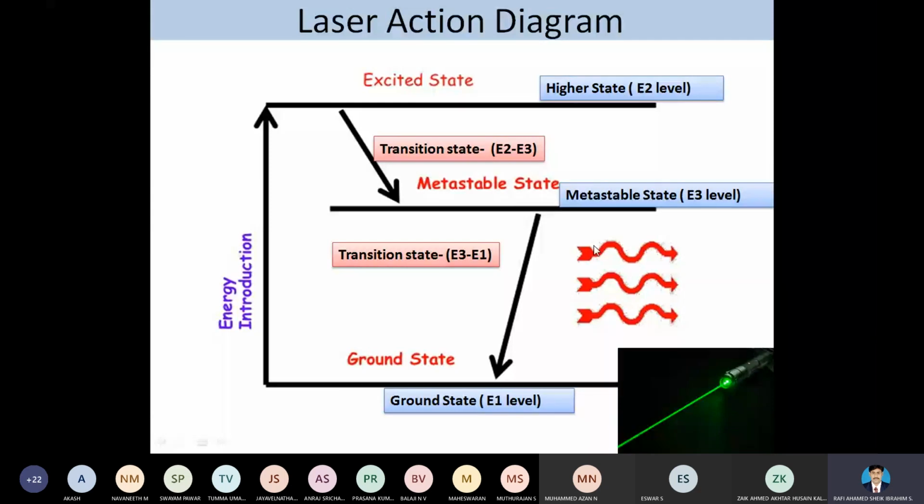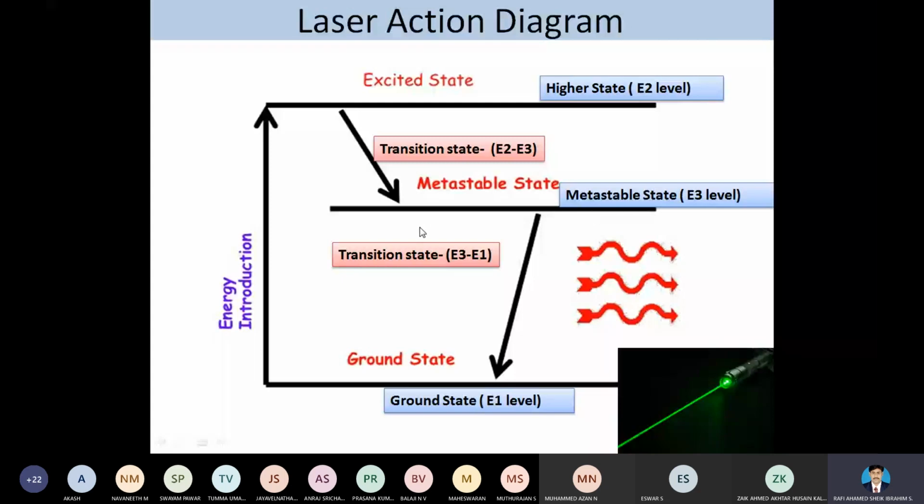It should be highly directional. It should be highly monochromatic. It should be highly coherent, and it should be highly intense. So for this, I have taken the original laser pointer image. Here we can see the emission of the green light, green radiation, 5461 Angstrom units, or 5461 into 10 power minus 10 meter. So the wavelength is emitted by this mechanism.